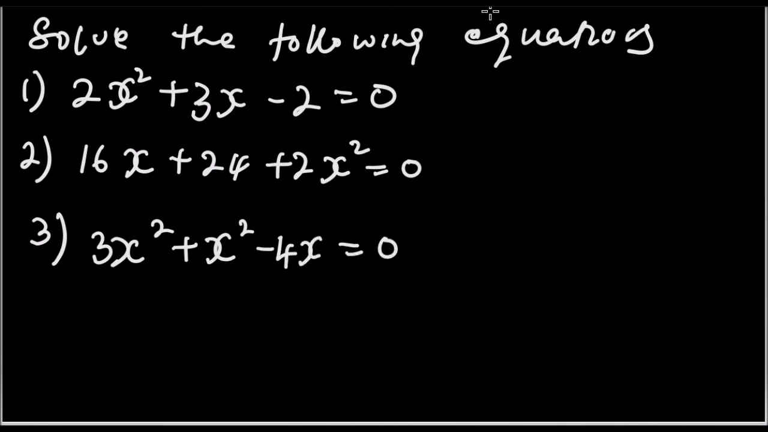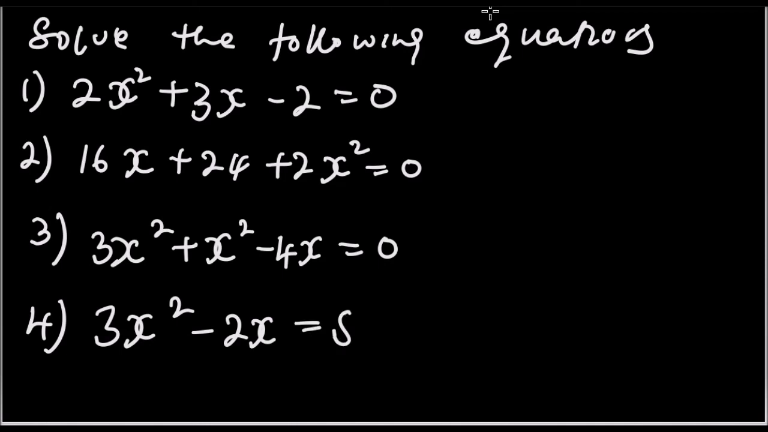And then we have number 4: 3x squared minus 2x is equal to 5. You can work on those, and you can see whether you have followed what we have done. Then let's do another lesson, that is formation of quadratic equations.